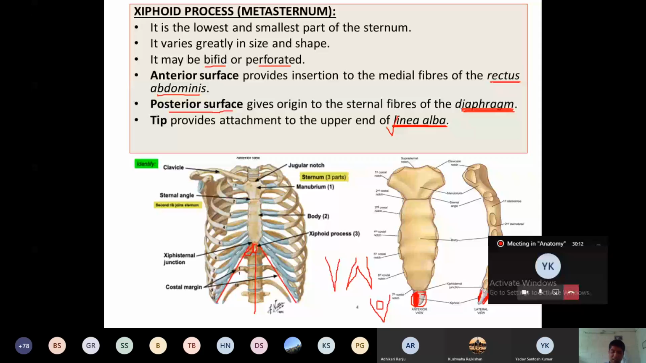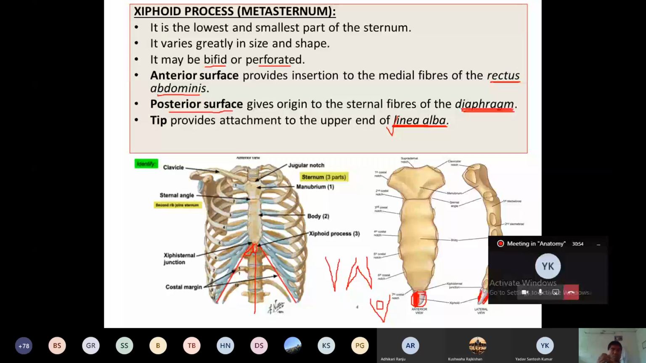All right. And I have talked about the attachments also. The anterior surface of the manubrium and the body of the sternum provides origin to the pectoralis major muscle. From here there is origin of the sternal fibers of the pectoralis major. And here this is the xiphoid process. This is the unifid type of xiphoid process. Here there is attachment of which muscle? Rectus abdominis. Yes, good. You are right. There is attachment of the rectus abdominis muscle.